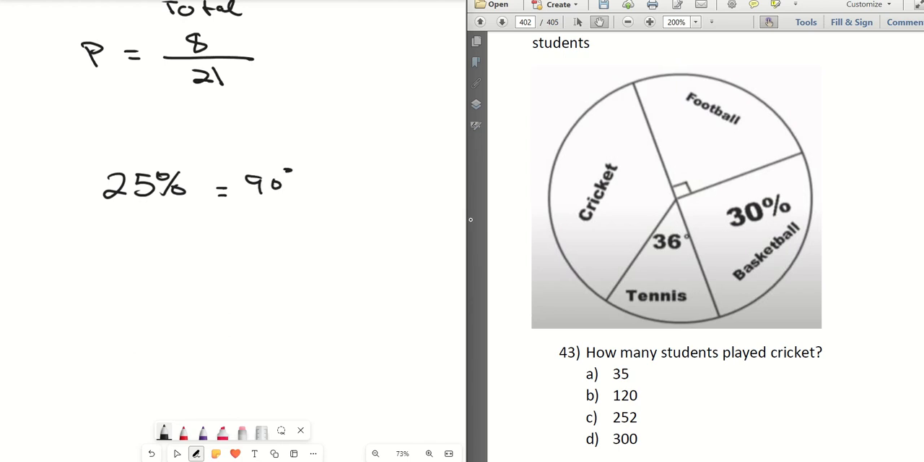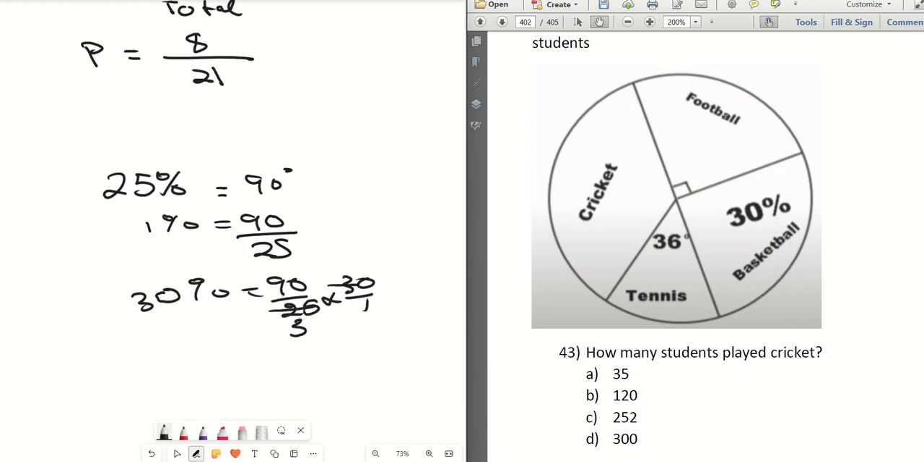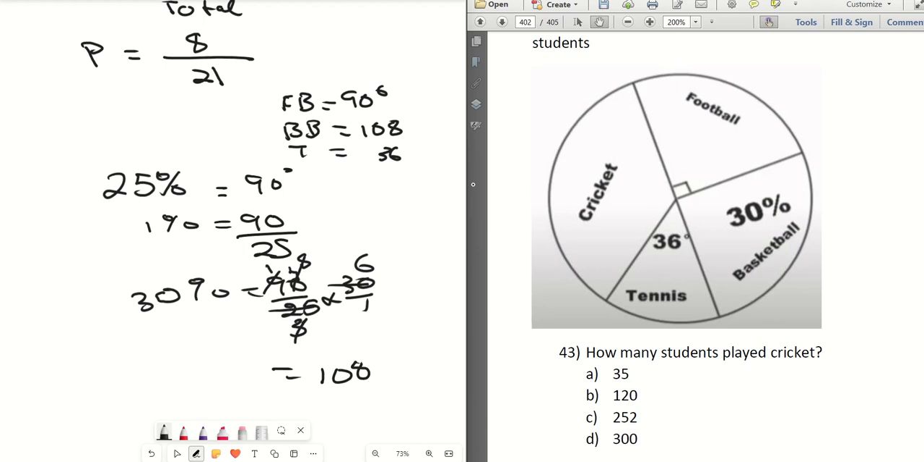So we know that 25% is 90 degrees, then 1% would be 90 over 25, and we want 30%, which equals 90 over 25 multiplied by 30 over 1. That's 5 here, 6 here, which gives 6 times 18, that's 108. So football is equal to 90 degrees, basketball is equal to 108, tennis is equal to 36.